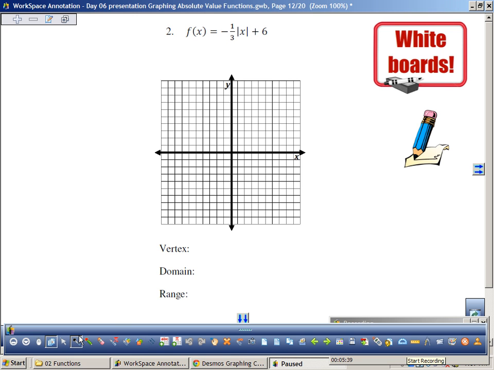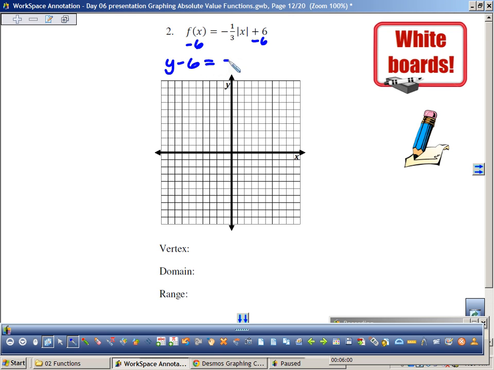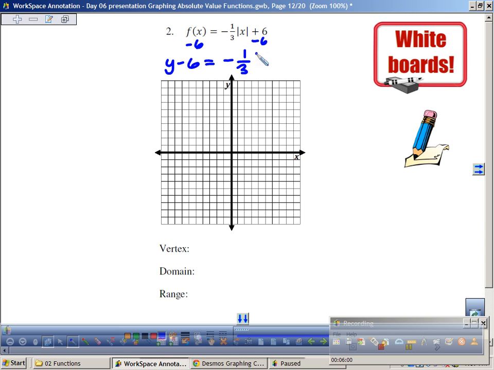Okay, so I'm going to change this one first to transformational form. I'm going to subtract 6 from both sides, and now I have y minus 6 equals negative 1/3 the absolute value of x, and that's it.